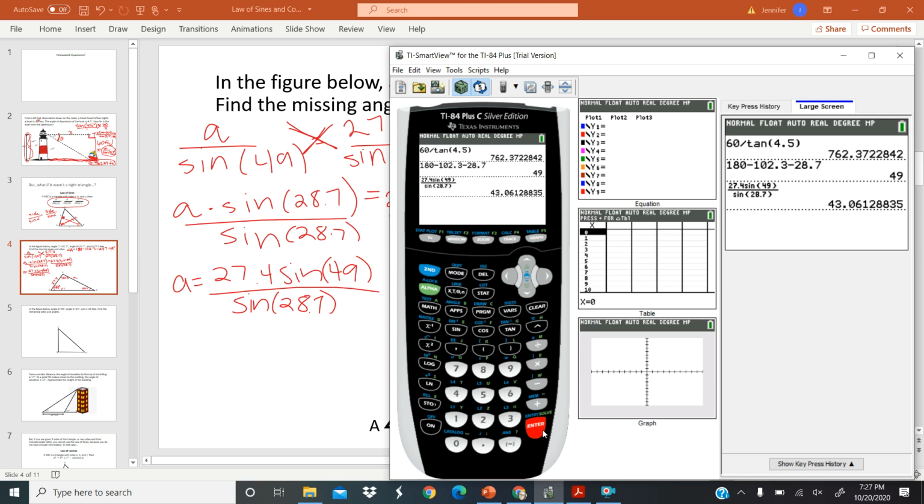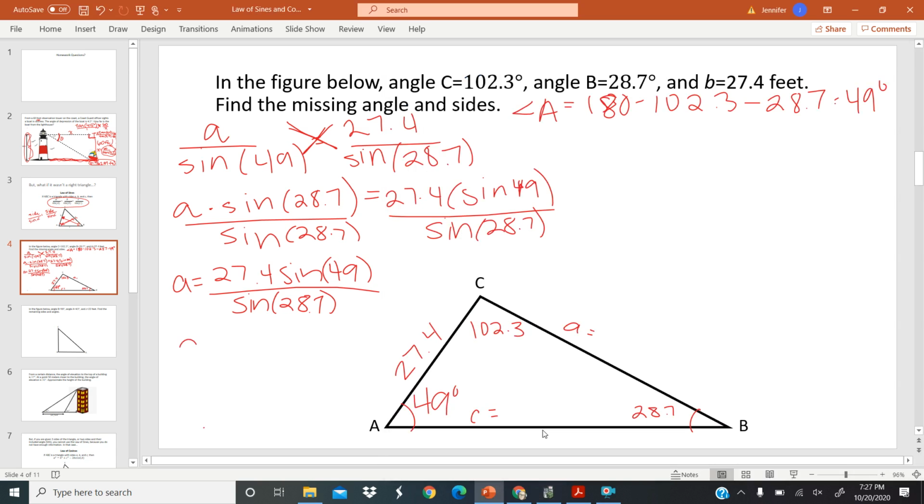And I would get 43.06 for side little a.